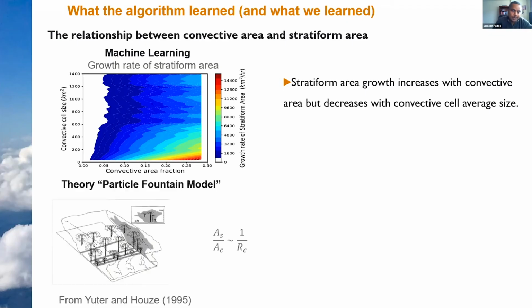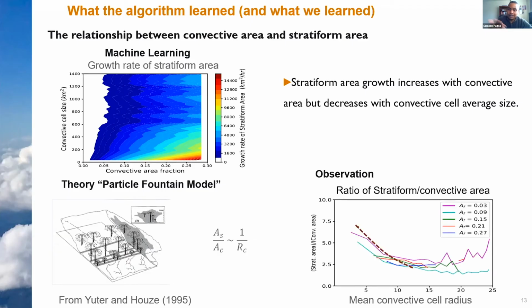So what does this mean? We can look at the theory. The theory is that you have, for example, convection represented as a particle fountain. What that means is the amount of material, hydrometeors, coming out of the convection would be proportional to the perimeter of the convective cells. Therefore, the more cells you have, the larger perimeter you have for the same area. Therefore, the ratio of stratiform area to convective area goes as R by C. One can do this kind of calculation on the back of an envelope.